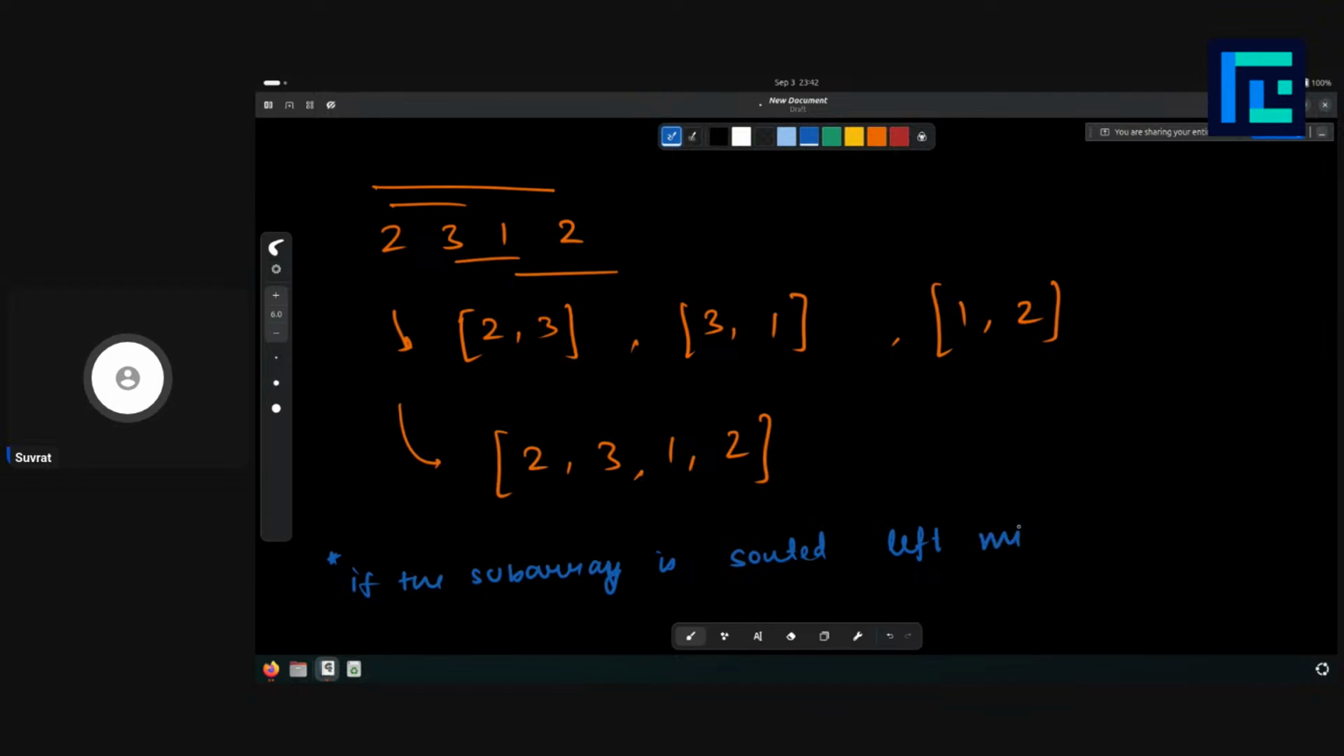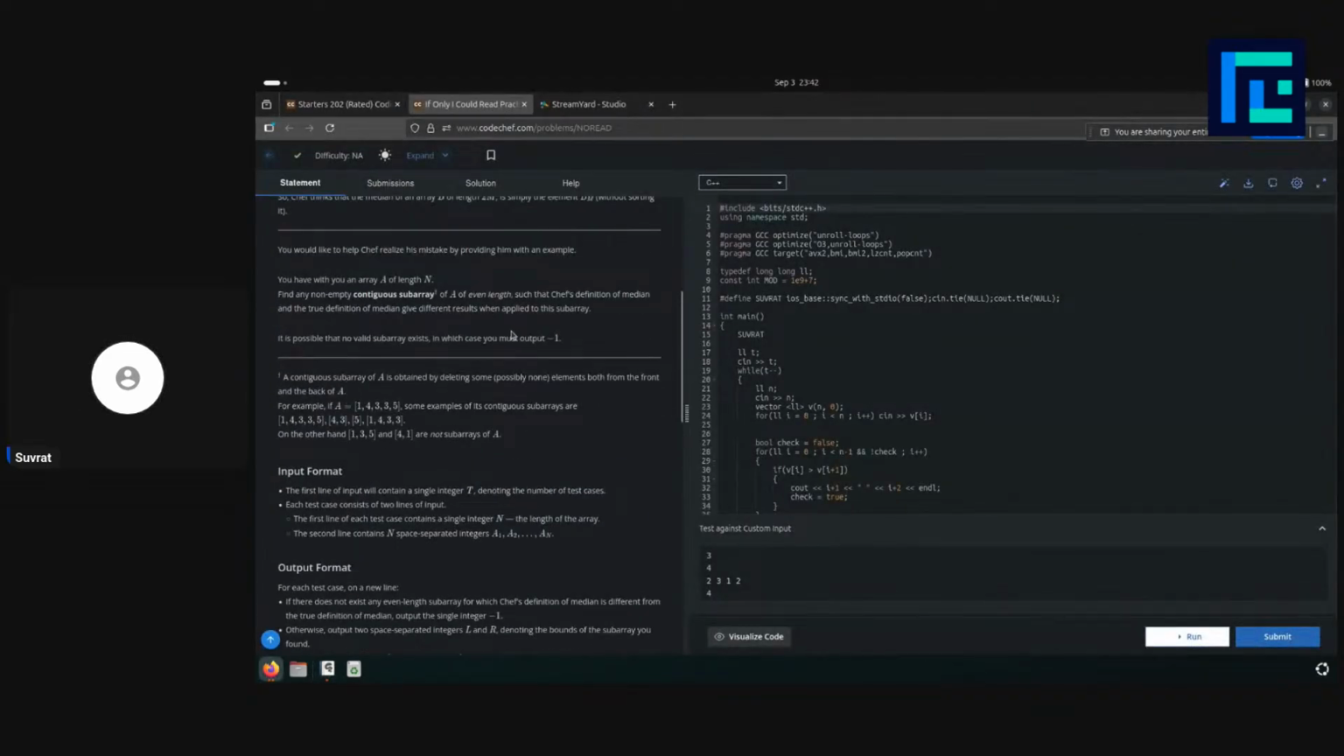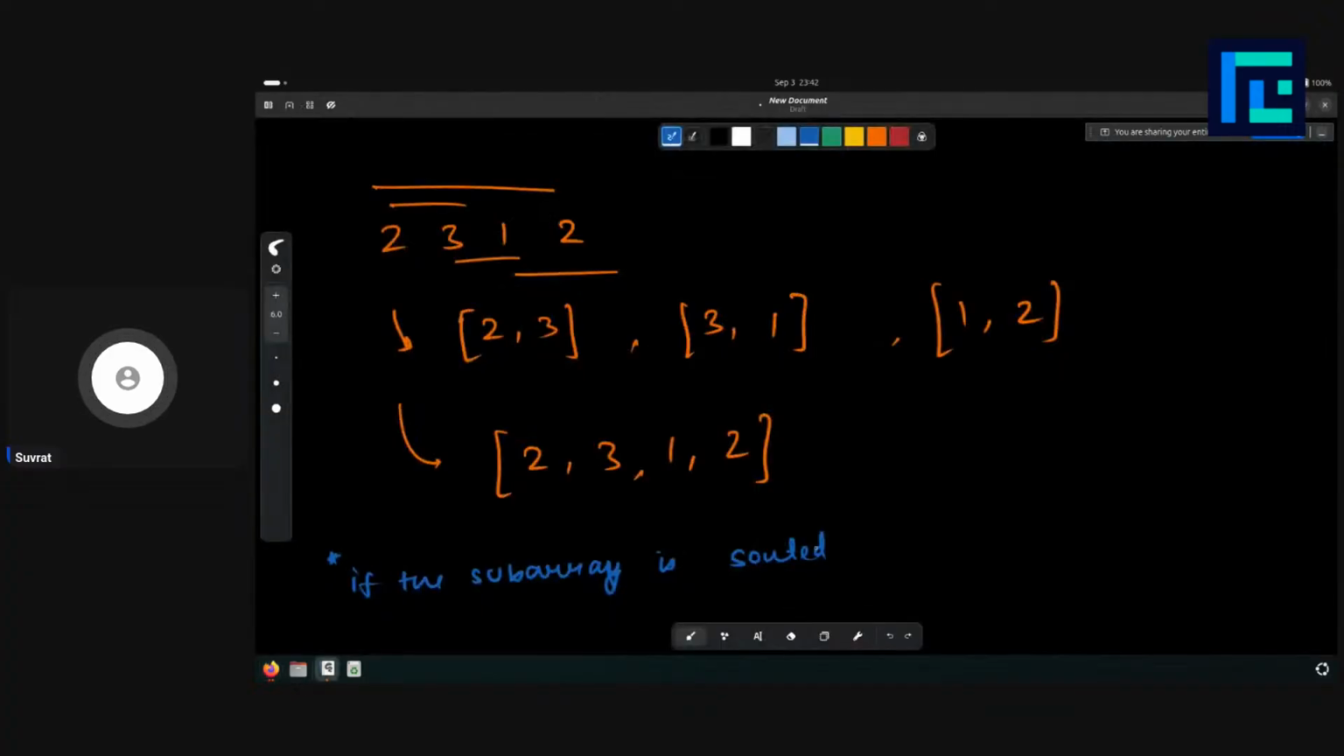the left middle element, let's call it Bm, because this notation is used in the question as well. So if the subarray is sorted, then Bm would always be the median. So basically this cannot be the subarray that we want, and this also cannot be the subarray that we want. Now let's look at this subarray.